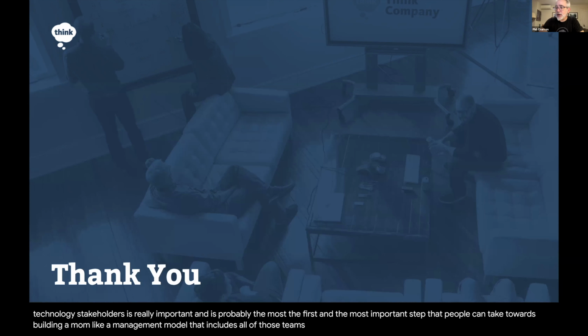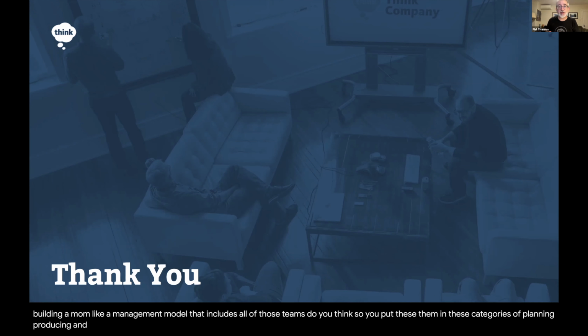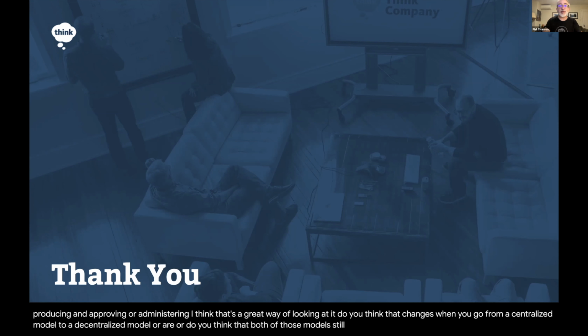Do you think, so you put them in these categories of planning, producing, and approving or administering. I think that's a great way of looking at it. Do you think that changes when you go from a centralized model to a decentralized model, or do you think that both of those models still need people fulfilling those roles?